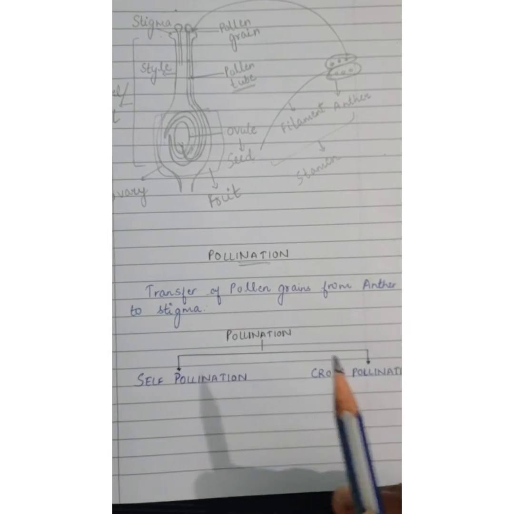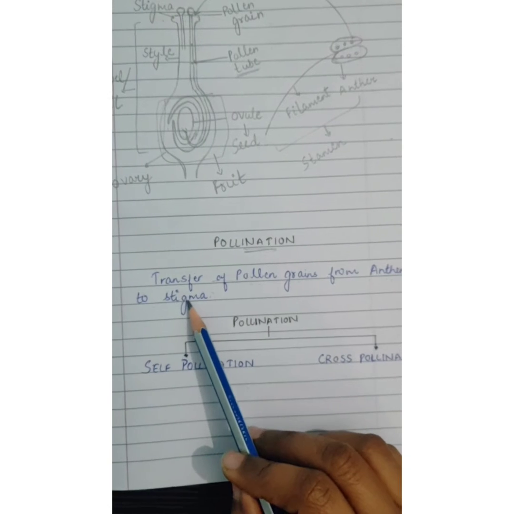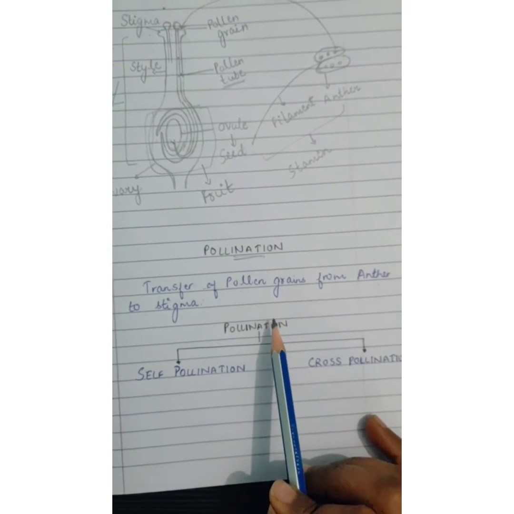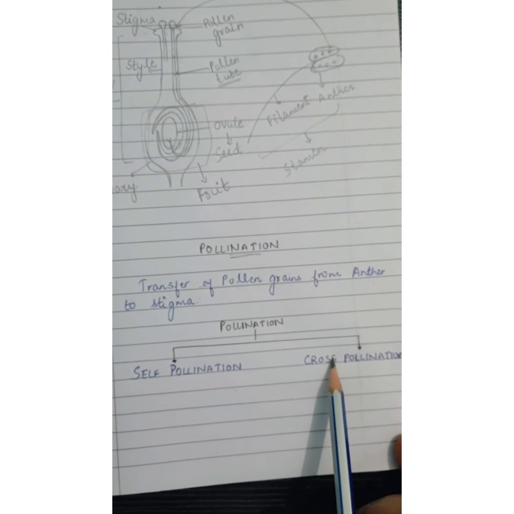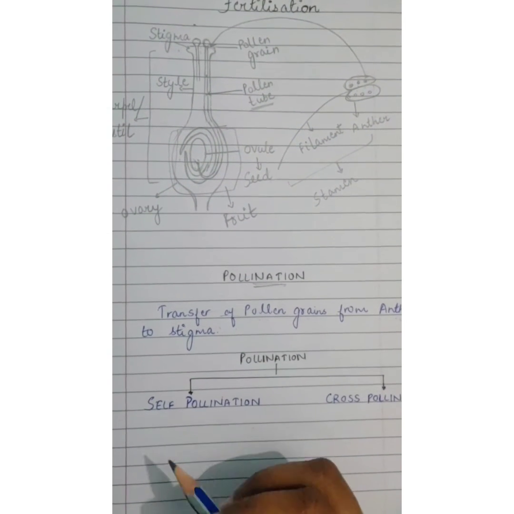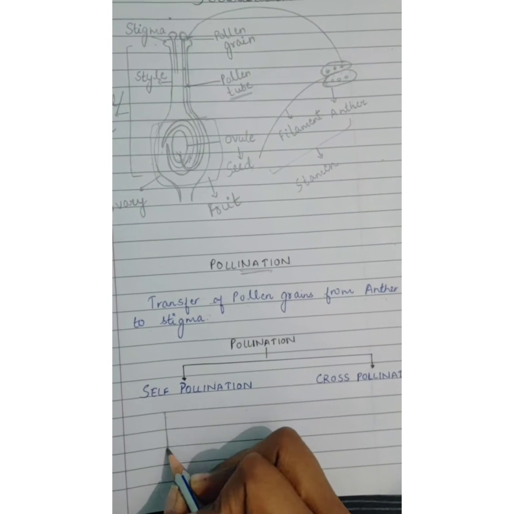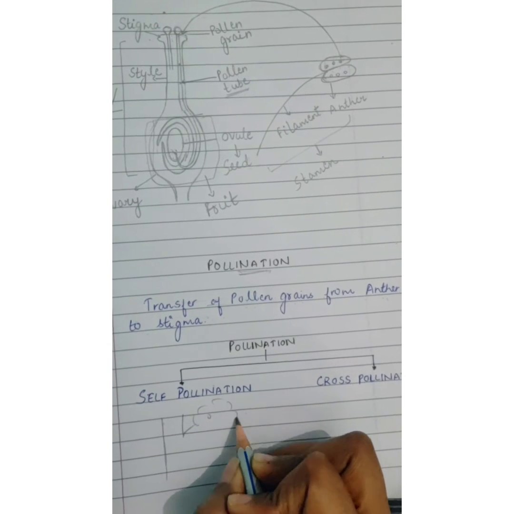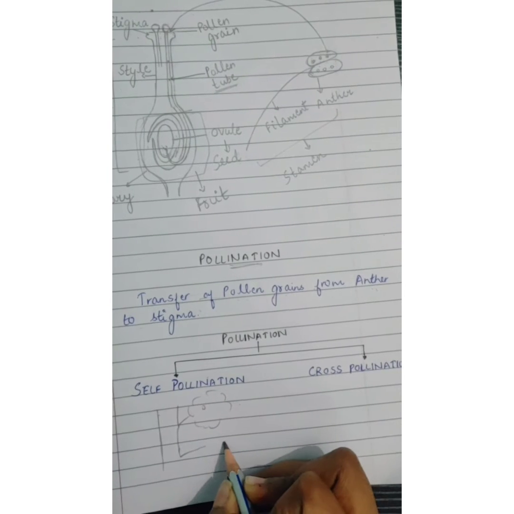As already discussed, the transfer of pollen grains from the anther to the stigma of a flower is called pollination. Pollination can be of two types, self-pollination and cross-pollination. Let us understand the difference between the two. Imagine this is a tree and it bears flowers. It has two flowers.